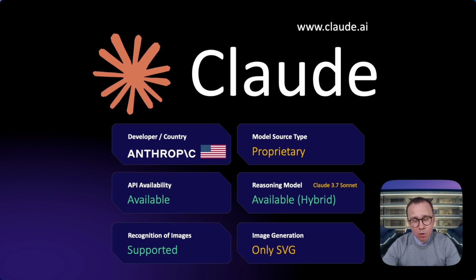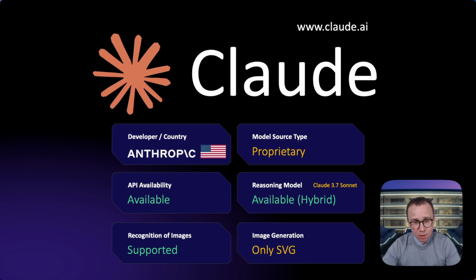The model type which Claude provides, so all the Claude models are proprietary. There are no open source models. There is an API available from Anthropic. Reasoning models are available as well, but we just need to say that the first reasoning model, which is actually a hybrid model, combines both reasoning and, let's say, a normal LLM model. It's called Claude 3.7 Sonnet, and it was released at the end of February 2025.